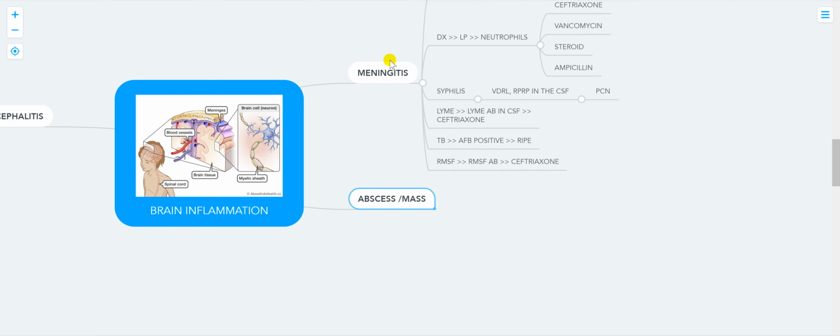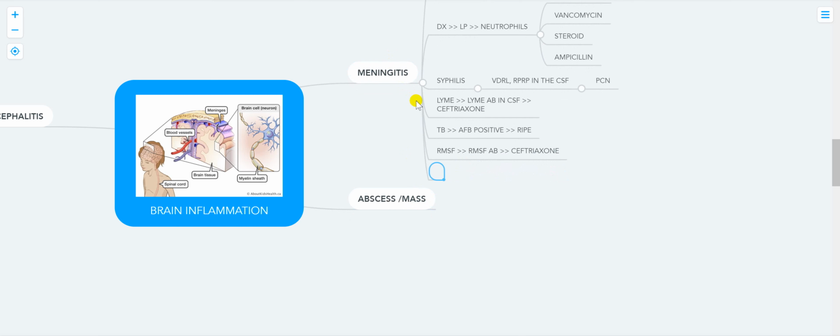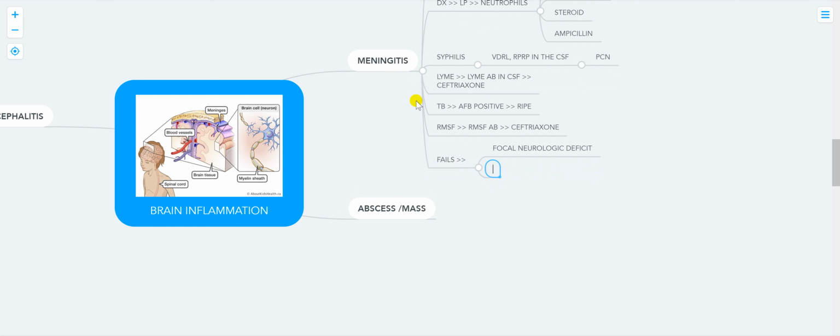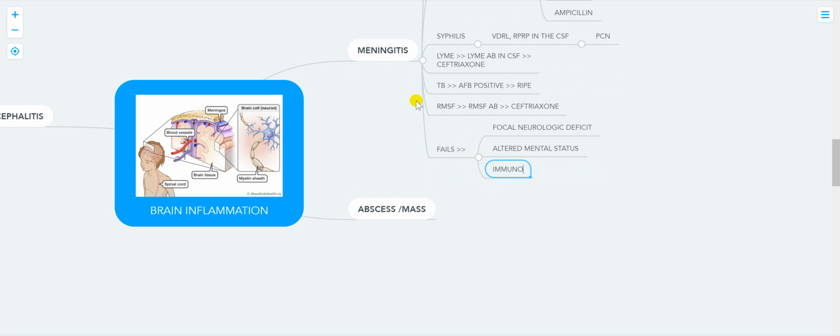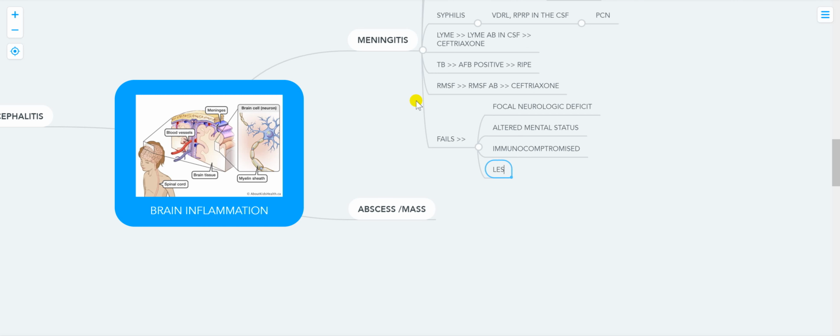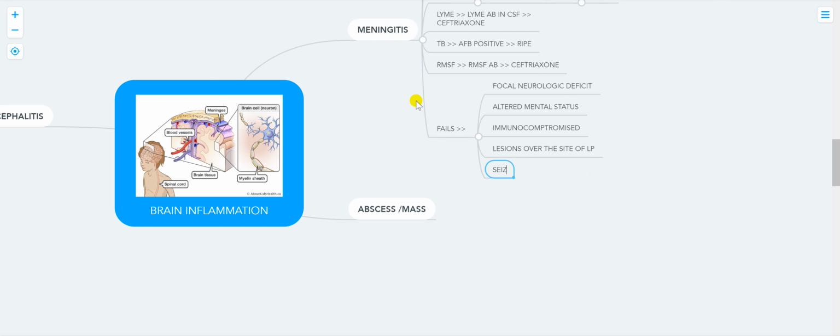Okay. There are certain situations in meningitis called FAILS. What does FAILS mean? F means focal neurologic deficit. A for altered mental status. I for immunocompromised. L for lesions over the site of lumbar puncture. S for seizure.